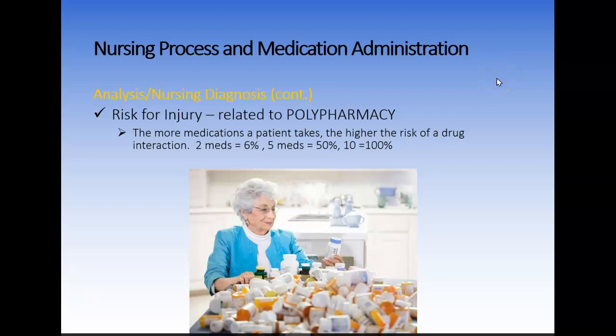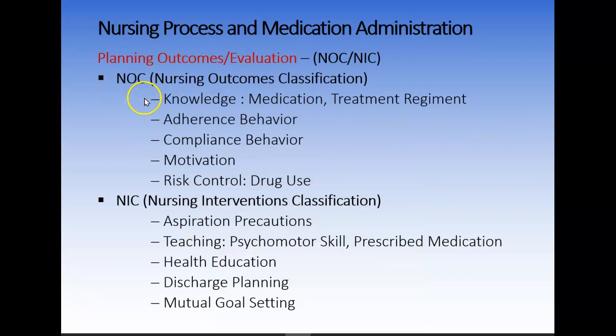And the more medications a patient takes, the higher the risk of a drug interaction. That's why, number one, it's important. Number two, there's things with medication errors as well, right? If they have two meds, they have a 6% chance of a drug interaction. 5 meds, there's a 50% chance. And if they're on 10 meds, there's a 100% chance that there's going to be some kind of drug interaction. That's not really talked about very much.